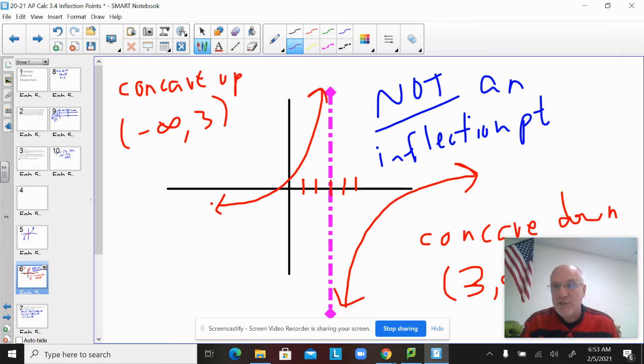The inflection point has to be an actual point on the graph. So you just got to be a little careful which ones you call inflection points. It's a point on the graph where the concavity changes.